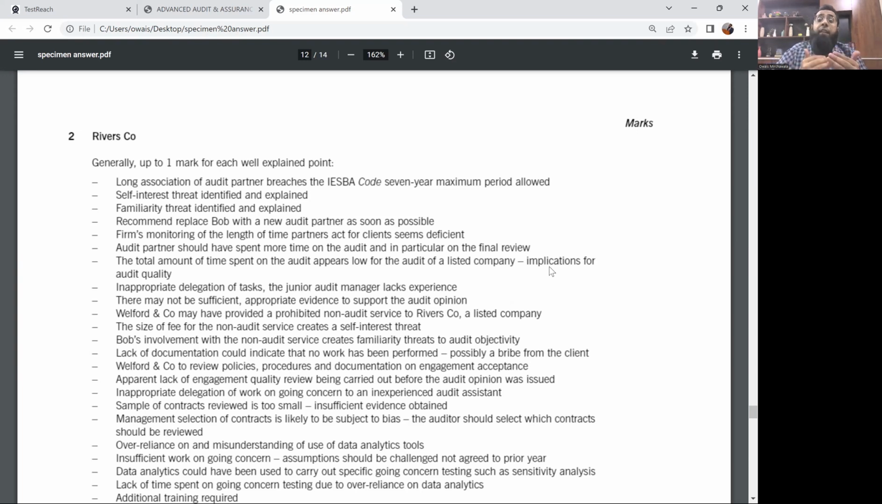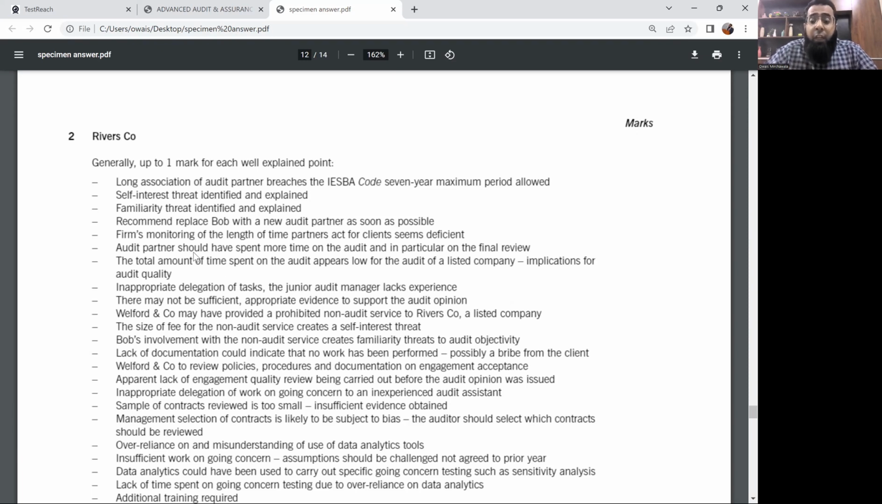Okay, as I referred, the entire audit in 173 hours means that if it is an 8 hour working day, it only means 23, 24 days, which is very little for completing the audit of a listed company. Then inappropriate delegation of tasks, the junior audit manager lacks experience. So if you look at the answers and then you refer to the marking scheme, while drafting the answers, what you need to try is that the points which you are including in the answer are also included in the marking scheme. Your points should be relevant and you should evaluate them in detail.